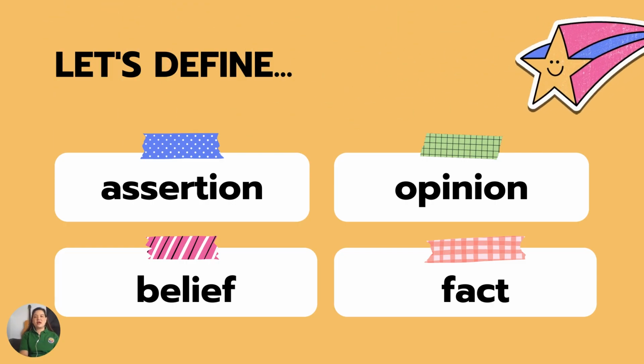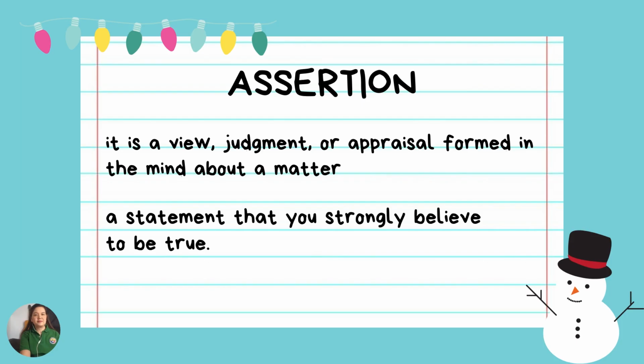Now let's go to the definition of terms. First, we are going to define assertion. Second is opinion. Third is belief. And the fourth one is a fact. All right. Okay, so let's define assertion.